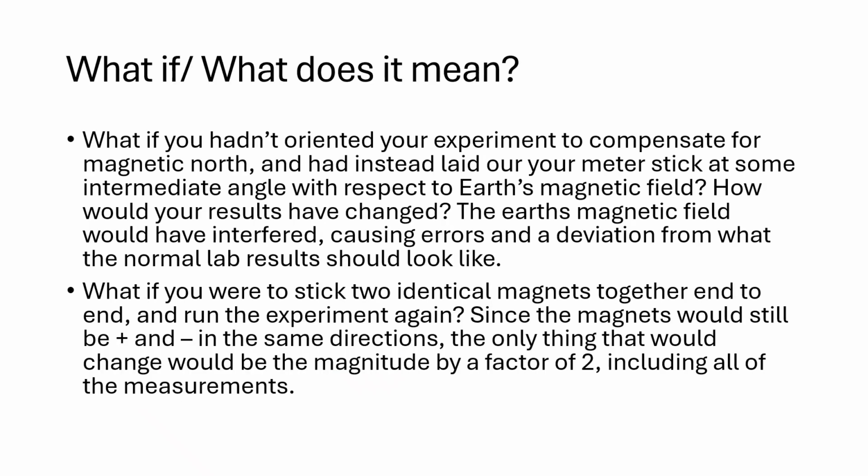What if? What does it mean? First, what if we hadn't oriented the experiment to compensate for the true north? Then the Earth's magnetic field would have interfered significantly with our readings. It created a bunch of errors and deviations from the expected results.